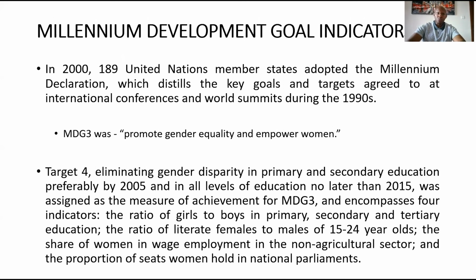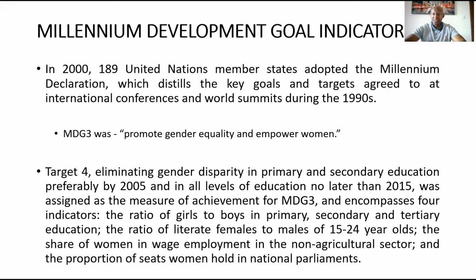The MDGs, you know, these started with the turn of the millennium in 2000. 189 United Nations member states adopted them when they adopted the Millennium Declaration. And within that, we had the MDG 3 that was about gender equality and empowerment. And there was even a target on eliminating gender disparity in primary and secondary education, preferably by 2005, and in all levels no later than 2015. And it was assigned as a measure for the achievement of MDG 3.